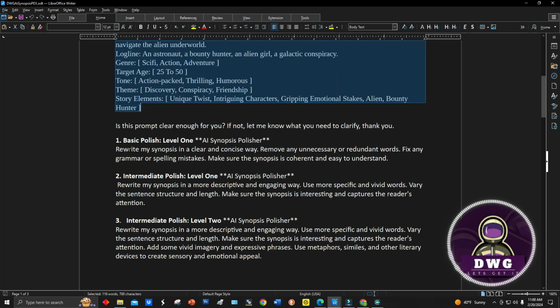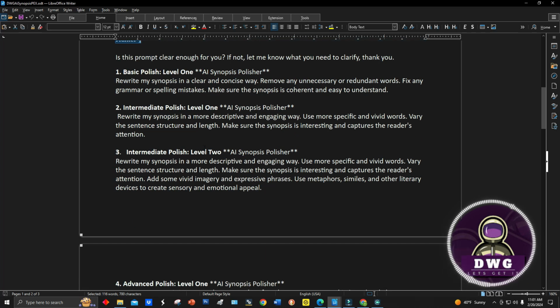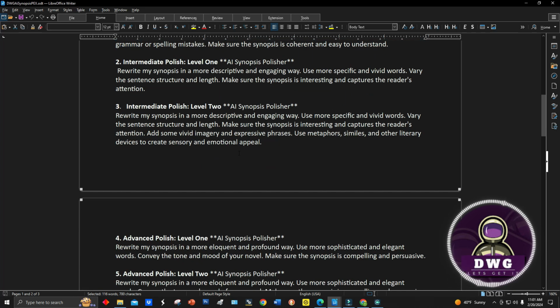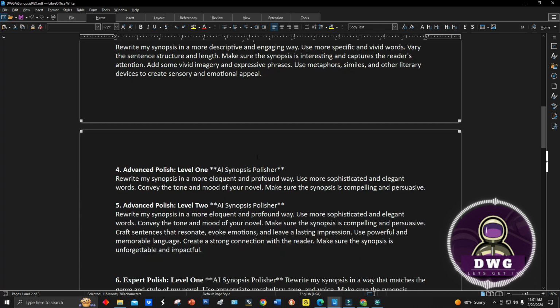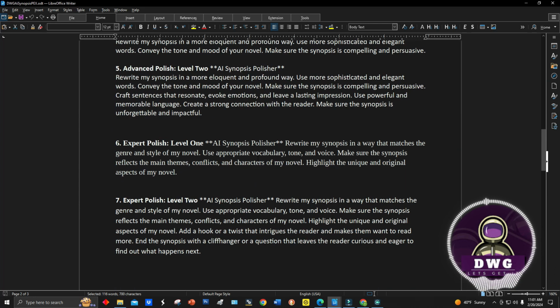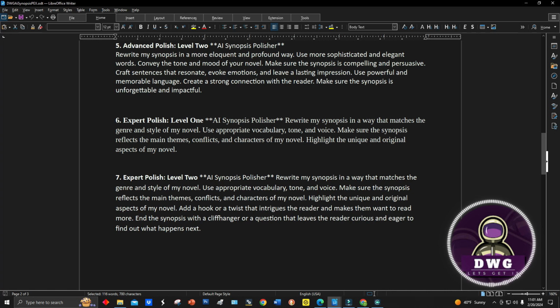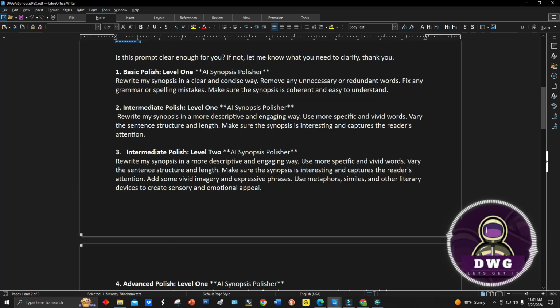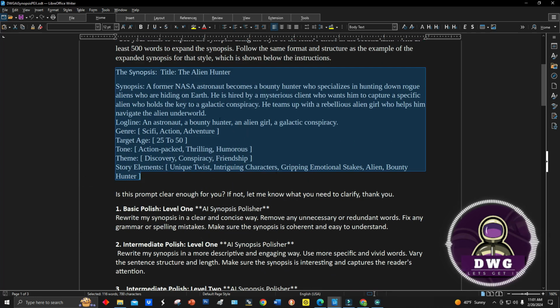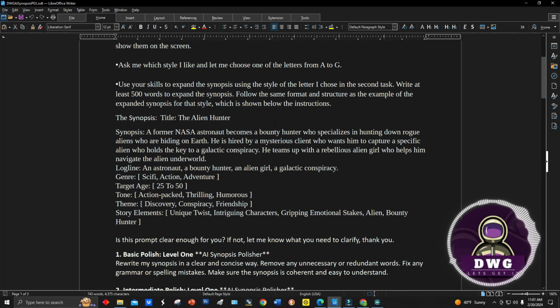But as you can see, you can gradually go through where level 1 will simplify, and then as you go up, it just adds different parameters, different ways of writing, different targets, different goals as it goes along. And the higher you get up to number 7, which would be G, you're going to have the expert polish level 2, and this information right here is what would be applied to this information right here. So let's go ahead and do that experiment right now.